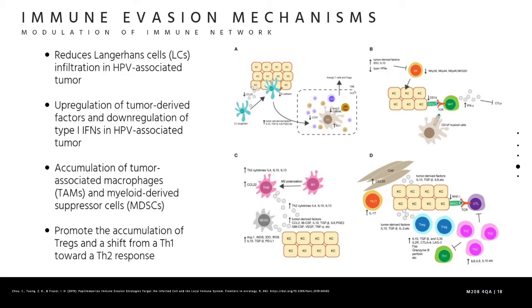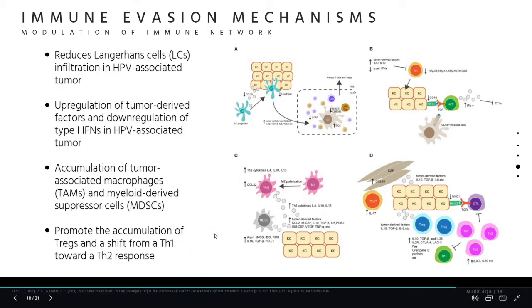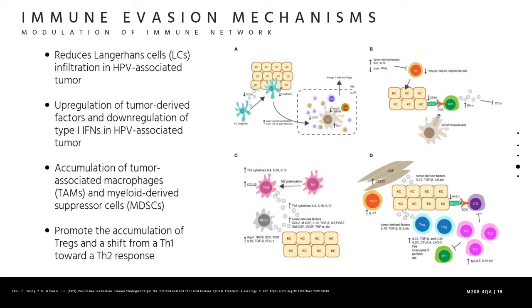And then finally, HPV can promote the accumulation of regulatory T cells and a shift from a Th1 response toward a Th2 response in the local microenvironment. And both of these actions, including the shift from Th1 to Th2 responses, are mechanisms to avoid prolonged inflammatory responses. And this is why HPV persists for so long that it gets the chance to develop into cancer. And this is also the reason why consistent checkups every 3 to 5 years are suggested.